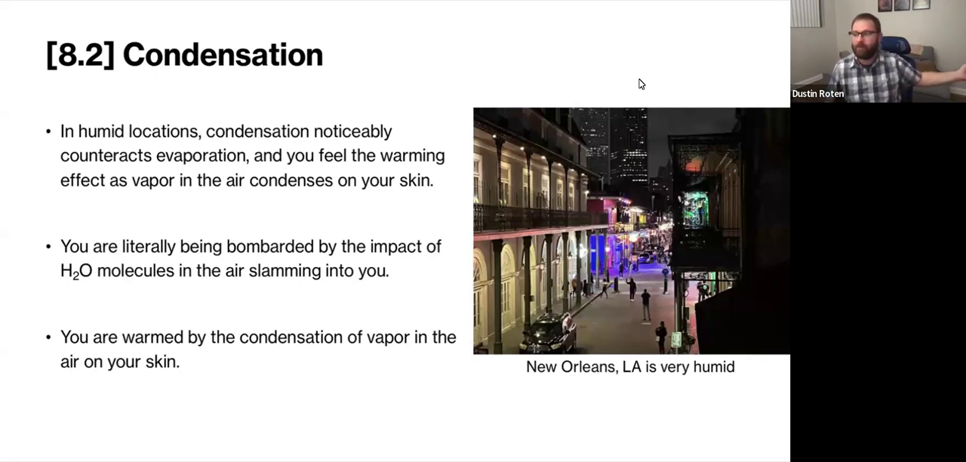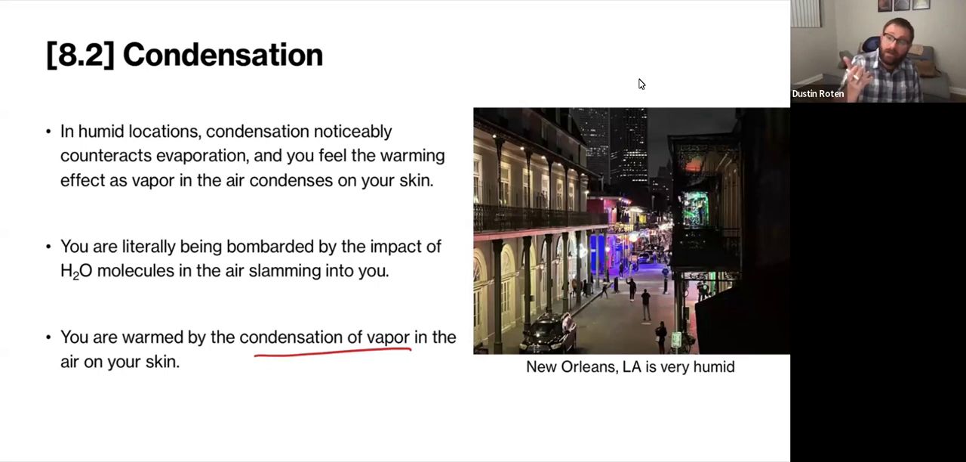I've lived in a desert climate for like 7 years now. So when I go back home to North Carolina, I fly into Charlotte, and the air inside the airplane is always nice and dry and cool. As soon as I get off the airplane to the jet bridge, I feel instantly sticky just because the condensation is happening. That's essentially just being bombarded by these H2O molecules. These water molecules are slamming into you. They have high energy, so they're essentially heating you up. So you're warmed by the condensation of vapor on your skin.